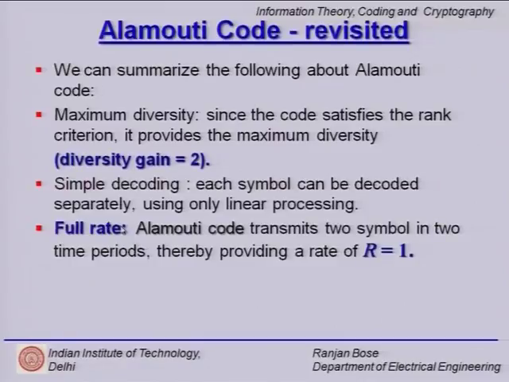And then it is full rate, that is another interesting criterion. What do we mean by full rate? Well, we transmitted 2 symbols in two time slots. So, effectively we are sending 1 symbol per time slot, so the rate is 1. We are not saying that we are slowing down the communication. We did not take more time, we did not slow down the symbol rate. We did not increase the decoding complexity, but at the same time we got a diversity gain of 2.